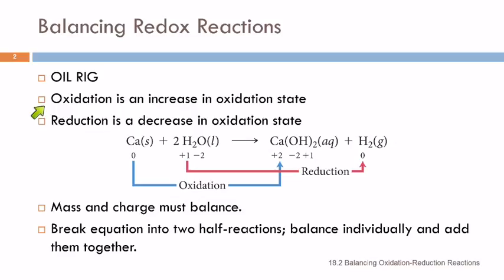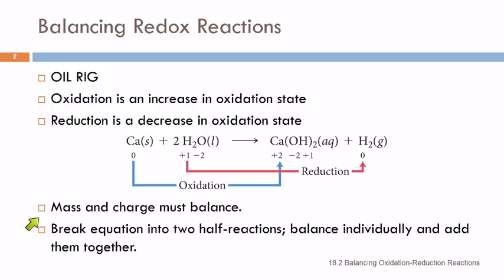And so we also need to remember that oxidation is an increase in the oxidation state, and that reduction is a decrease, or a reduction, in the oxidation state. So if we look at this example where we have calcium metal reacting with liquid water, we're forming calcium hydroxide and hydrogen gas. It's not immediately obvious what's going on with electrons, but we can look at oxidation states and identify what's being oxidized and reduced.